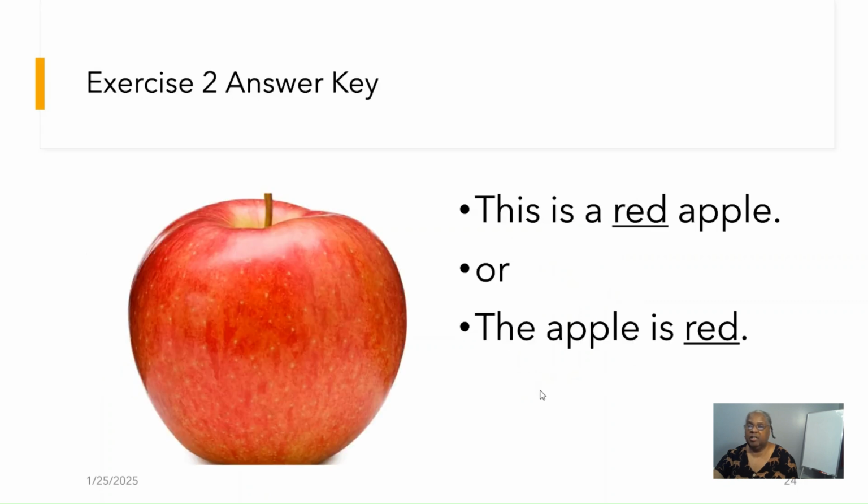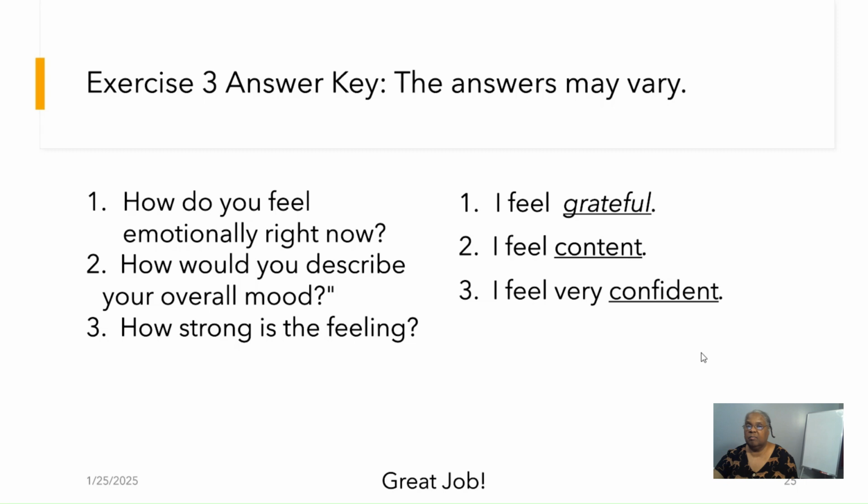Exercise 2, answer key. The 2 ways to write sentences that describe the color of the apple are, this is a red apple, or the apple is red. Exercise 3, answer key. The answers may vary.